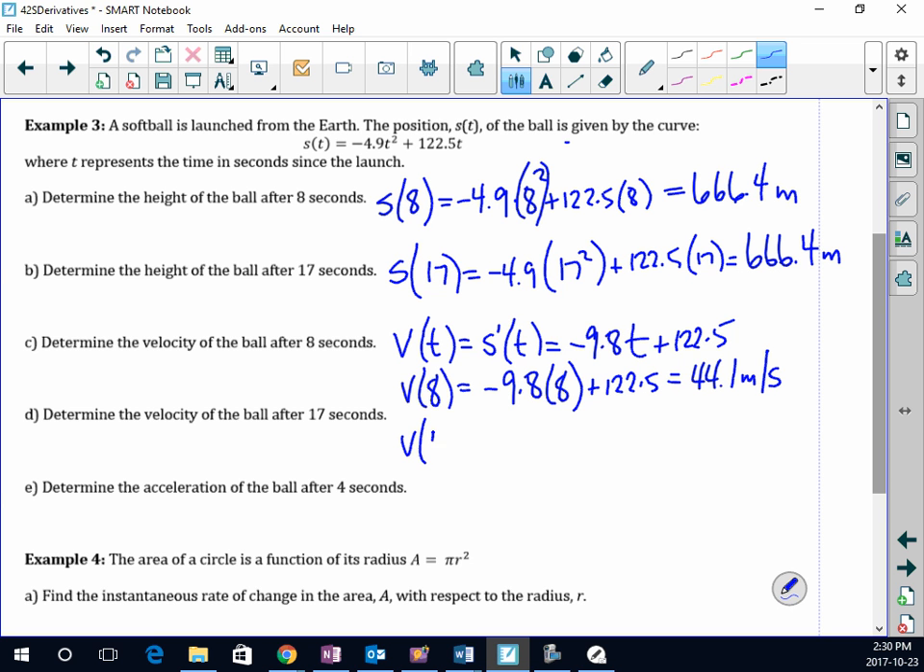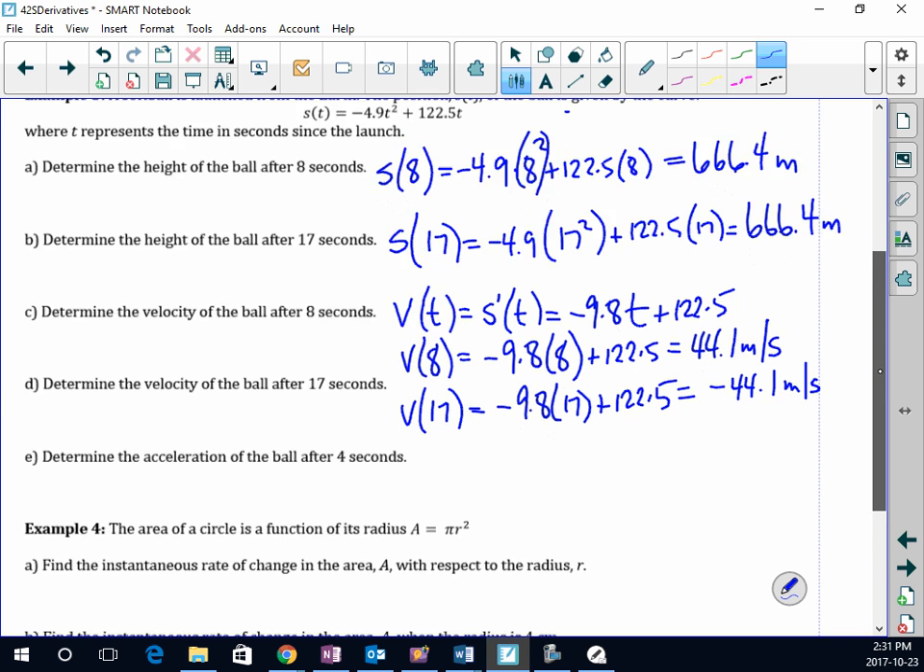Okay, so now we're going to find V of 17. So that's negative 9.8 times 17 plus 122.5. Yes, you do get the same number, but it's negative 44.1 meters per second. So what does that mean? It's going down. It's coming back down. And what's happening when it's coming back down? Accelerating. Yeah. Okay.